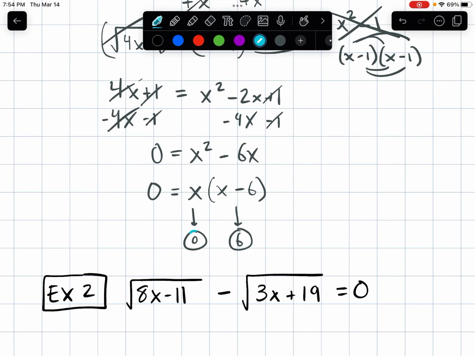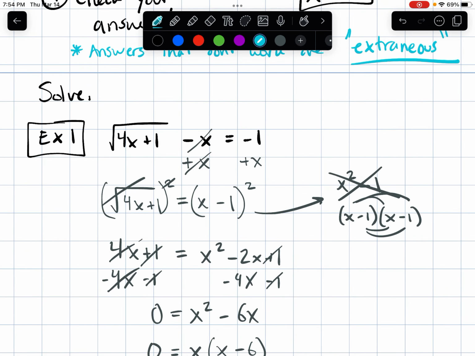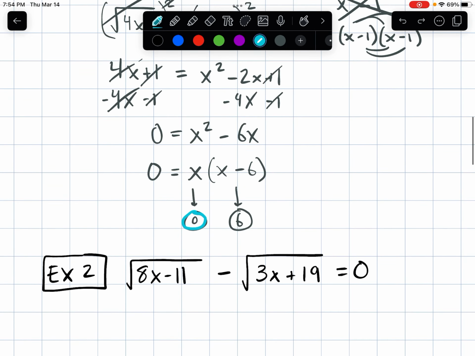All right. So let's start with the 0 here. So if I plug in a 0 into my original equation, this would be 4 times 0, which is 0, and 0 plus 1 is 1. Square root of 1 is 1. If I then subtract, we said x is 0, 1 minus 0 equals negative 1. That is false. That is not true. So when we plug in a 0, we actually do not get a true statement. So 0 is not going to be one of my answers.